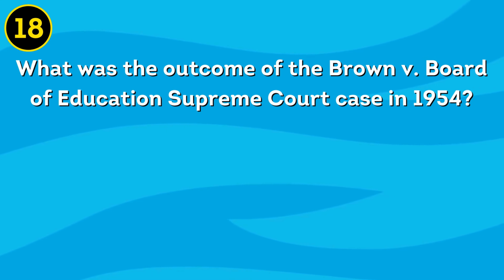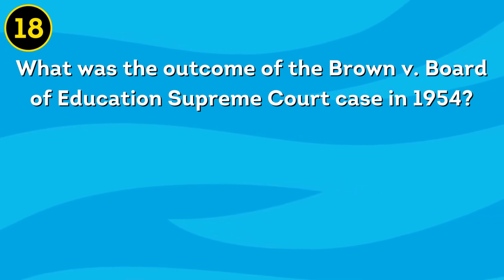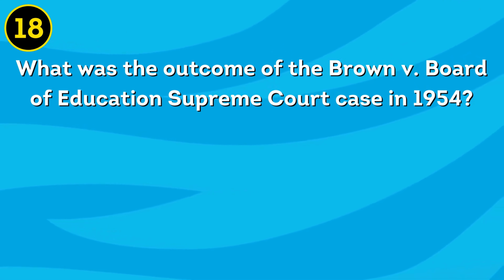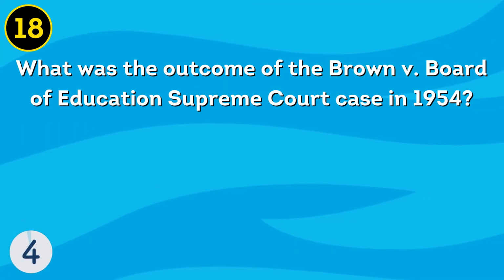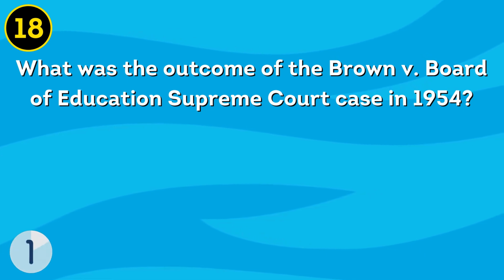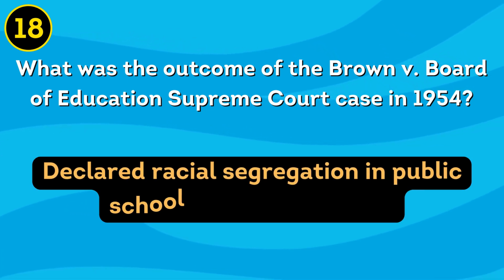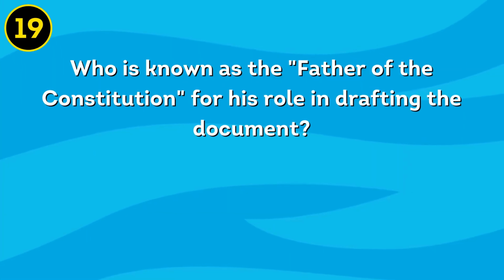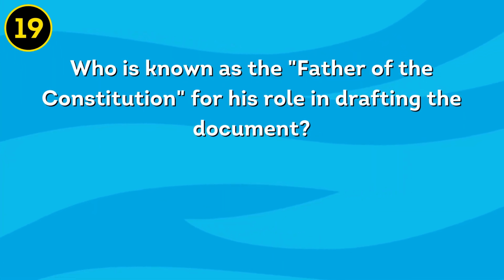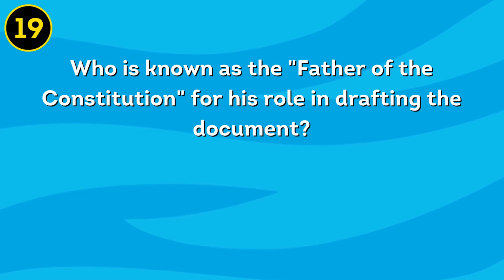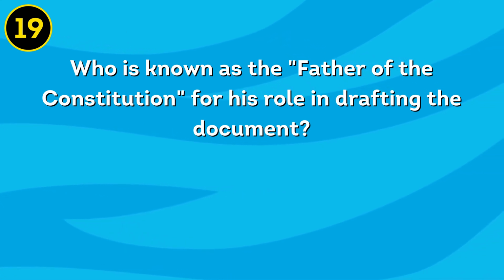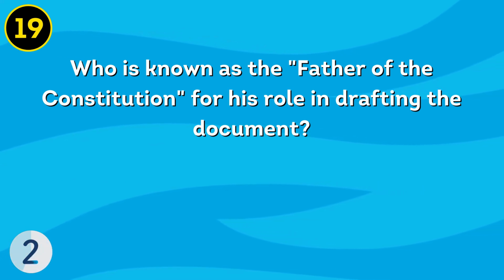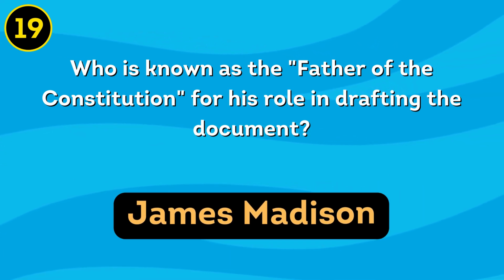What was the outcome of the Brown versus Board of Education Supreme Court case in 1954? Declared racial segregation in public schools unconstitutional. Who is known as the father of the Constitution for his role in drafting the document? James Madison.